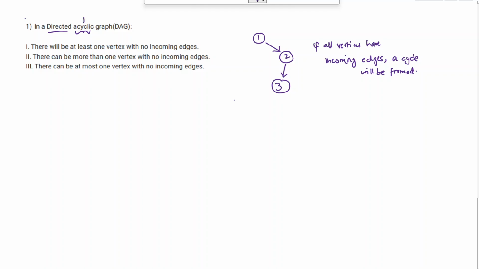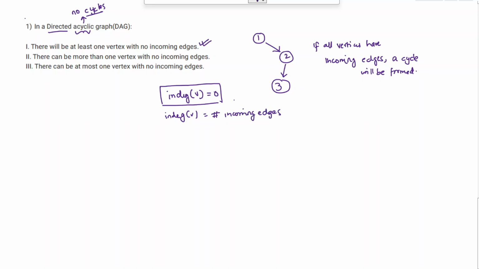Acyclic means non-cyclic, that is no cycles, right? So it should have at least one vertex which has no incoming edges. Or alternatively we can also say that there exists at least one vertex which has in degree 0, right? In degree of v to be 0. So in degree of v is the number of incoming edges, right? So this is required. At least one v should have this.